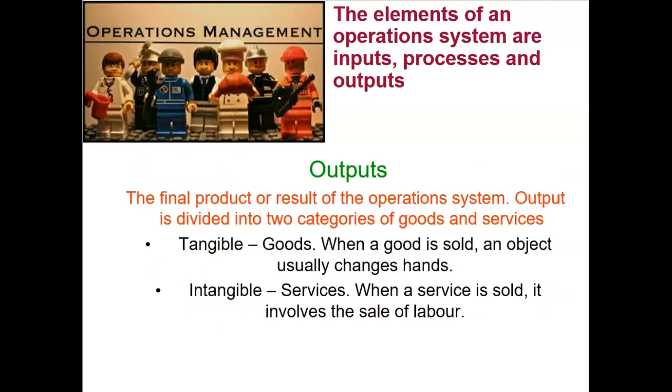And now we go to the outputs in the operation system. So we're looking at the final product or result of the operation system. So the output's divided into two categories of good and service. So tangible, those we've said, goods, when a good is sold, an object actually changes hands, or intangible, which is the service. When a service is sold, it normally involves the sale of labour.